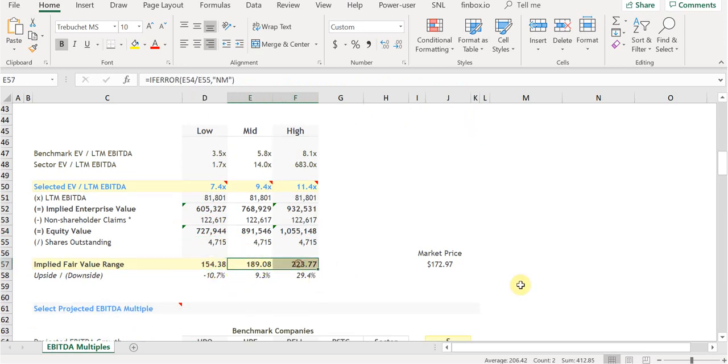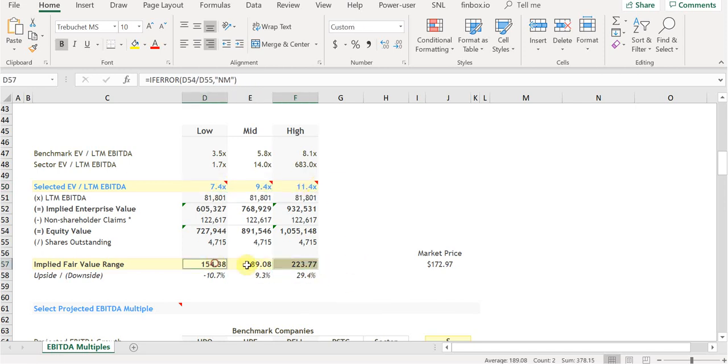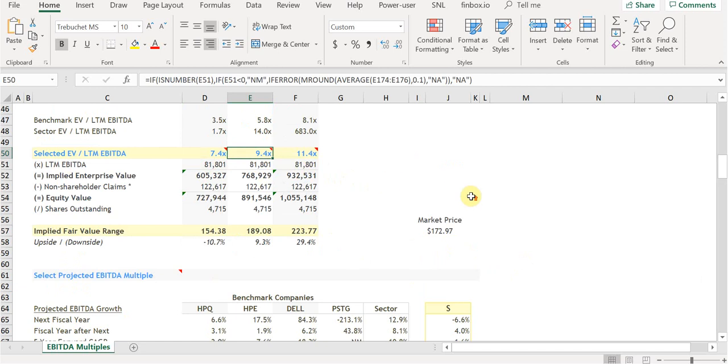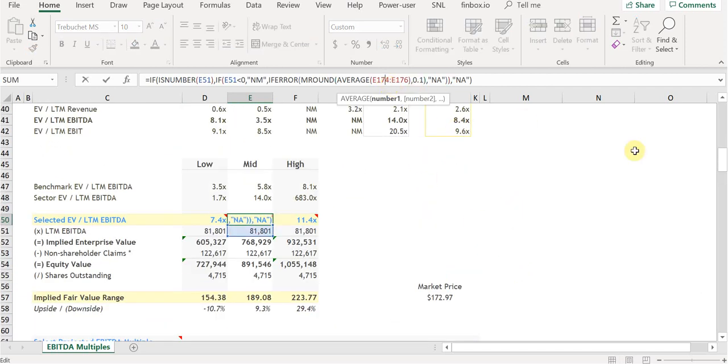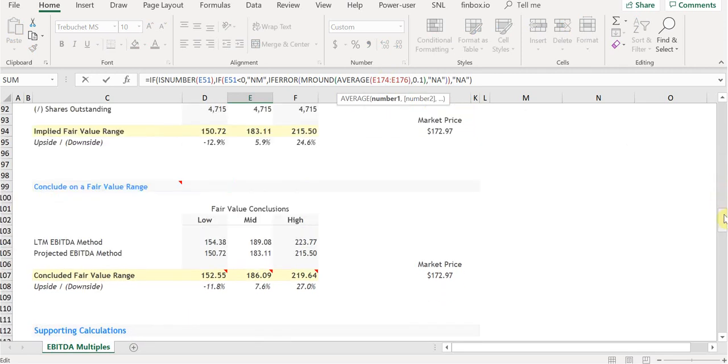This implies, based on a mid to high, is 189. I would say, yeah, if you average them all between the two, since this is just a 2 times EBITDA spread, it's basically the average of these two. And so you get to a value of 189.08 if you select a true value of 9.4 times. This is all based off of an average of selected trading multiples.